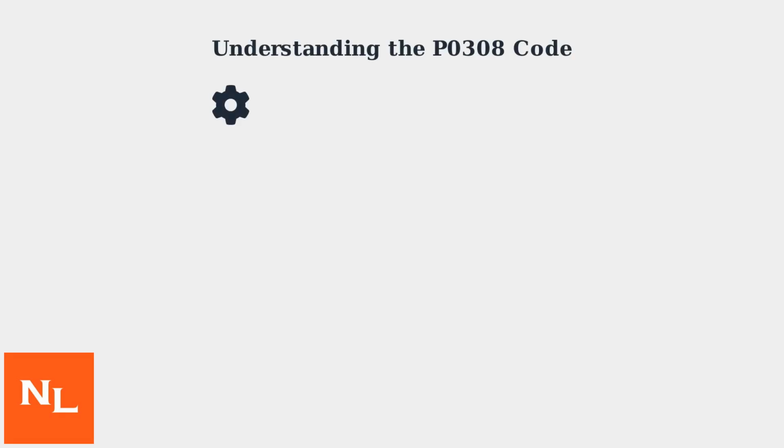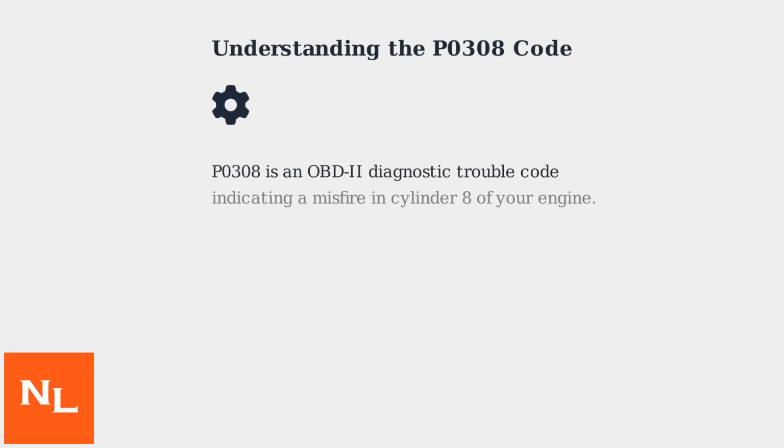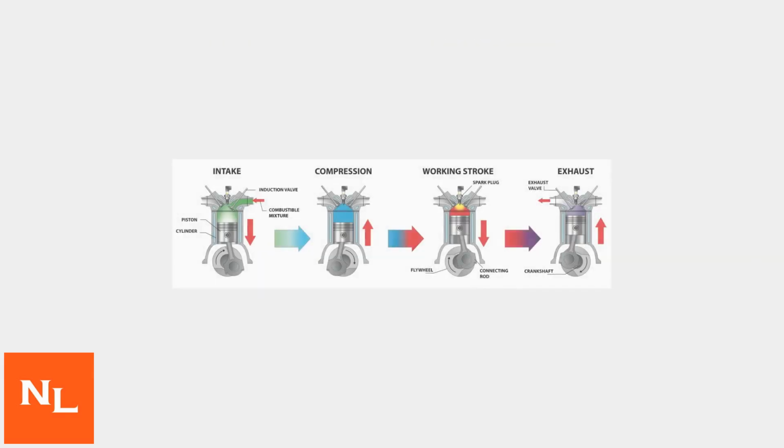The P0308 code is an OBD2 diagnostic trouble code that indicates a misfire specifically in cylinder 8 of your engine. A misfire occurs when the fuel-air mixture in that cylinder fails to ignite properly, resulting in incomplete combustion. This disrupts the normal four-stroke engine cycle shown here.